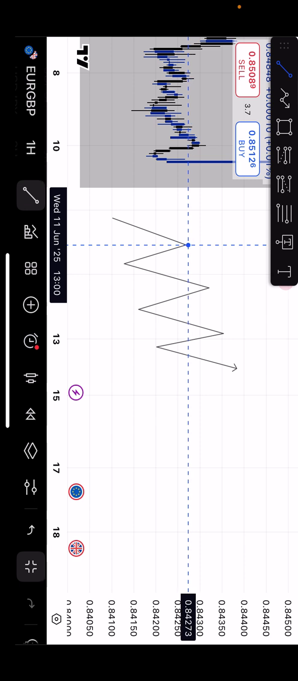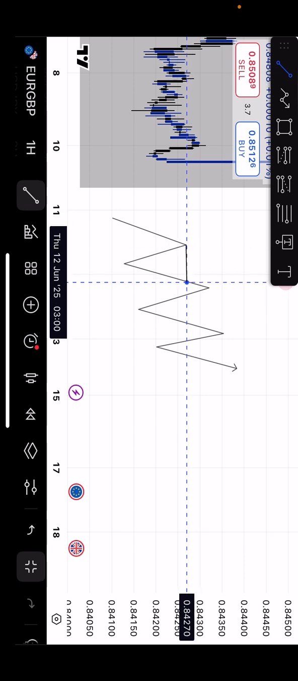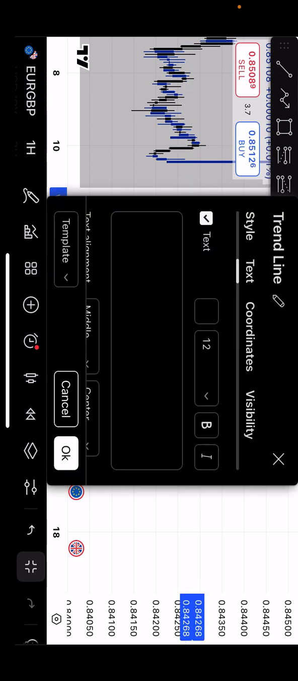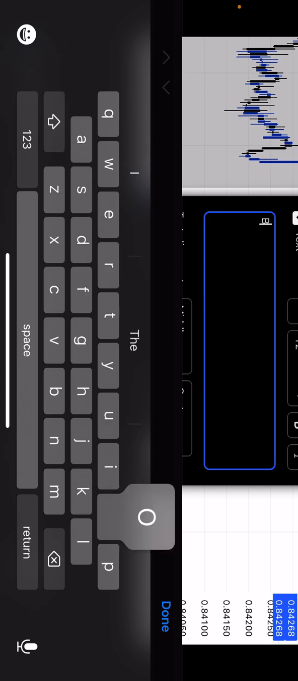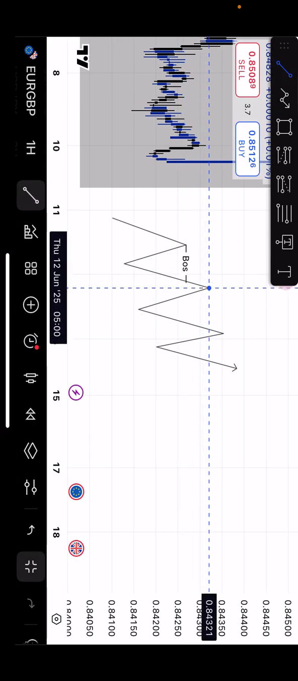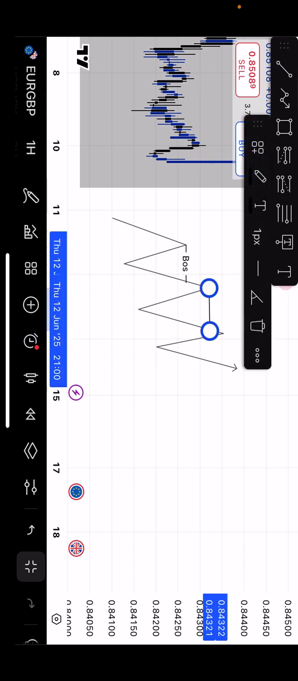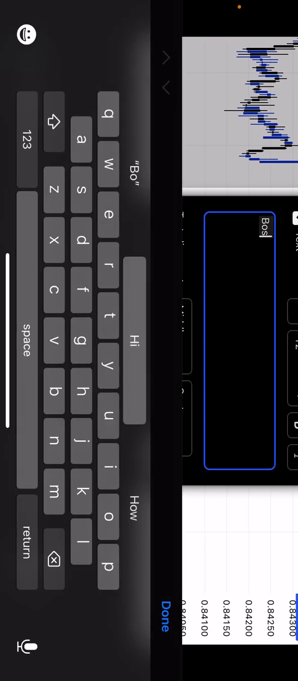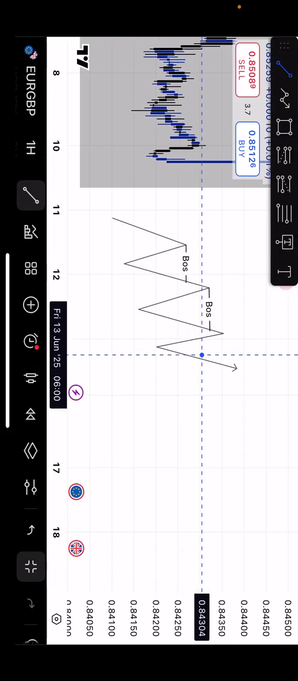And what is our breakout structure? The direction where the market breaks to is our breakout structure, which we indicate with BOS.